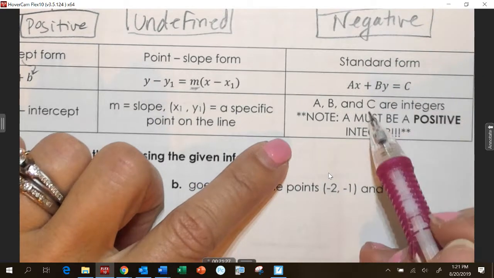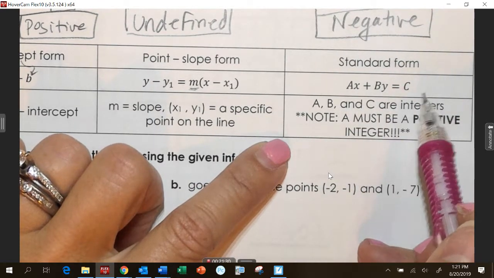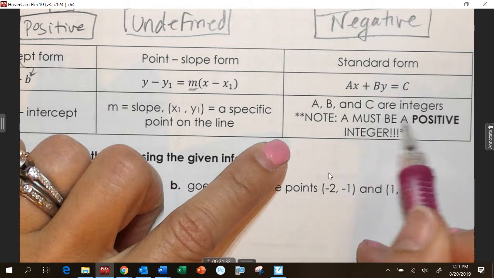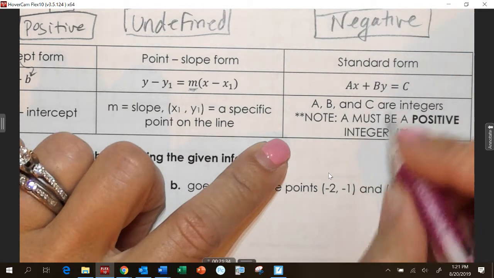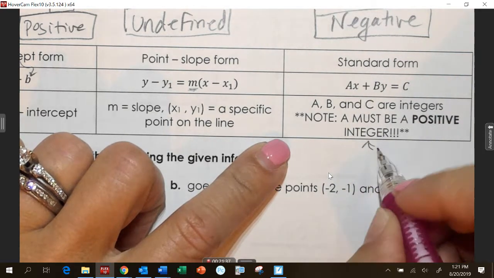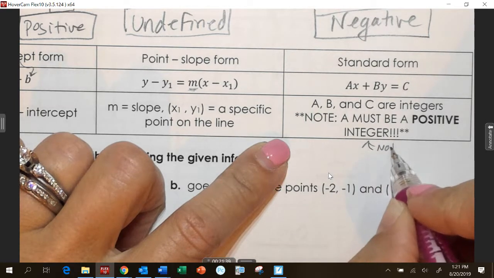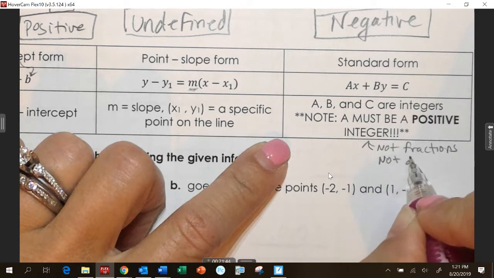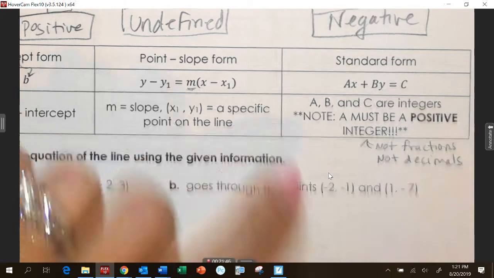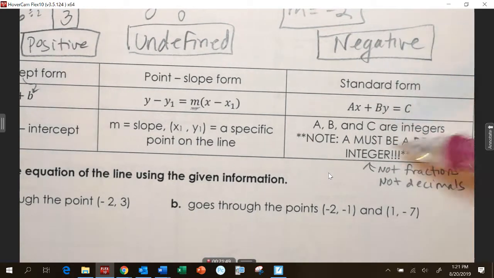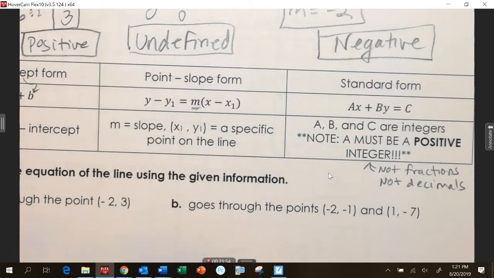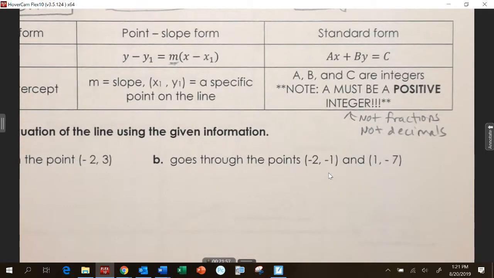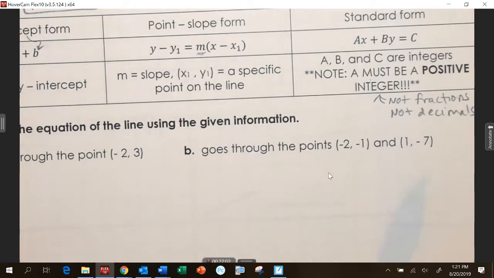And finally, standard form is ax plus by equals c. A, b, and c are integers. By the way, an integer is a whole number, positive or negative, not fractions, not decimals. We're not even really going to do much with standard form. It's mainly the first two, just so you guys know. But I also teach pre-calc, and we do this in pre-calc, which is your next step for some of you.